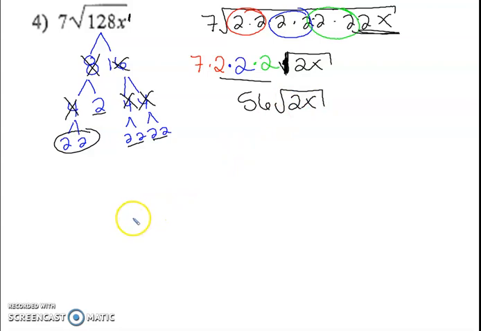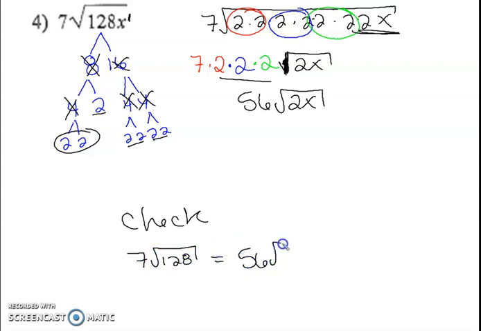If you want to check, you can do 7 times the square root of 128. Does that equal 56 square root of 2? Yes. Okay. That does equal that.